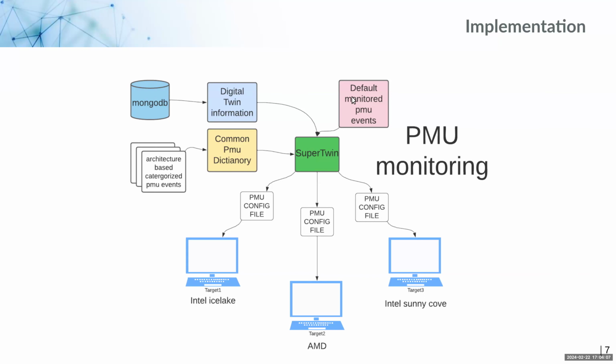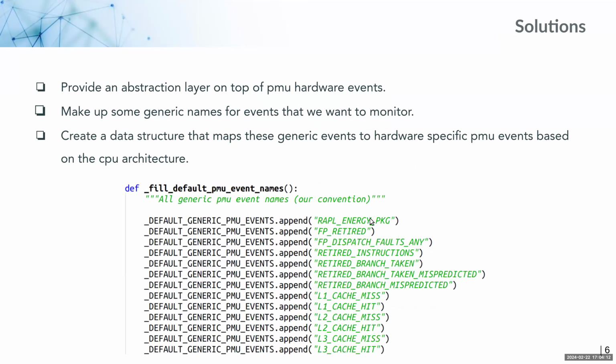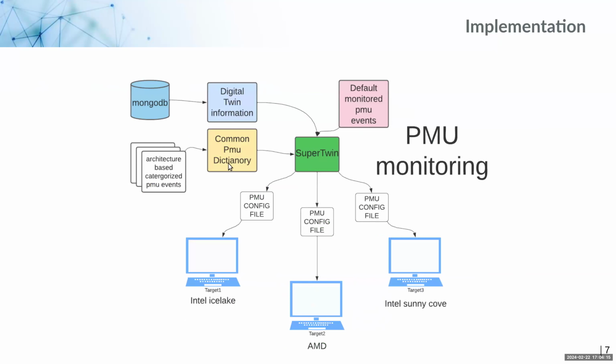And then by using our default monitored events, which are these made-up events, we map those to actual hardware events and create a dictionary here. This SuperTwin uses this dictionary to configure target systems to get the default events that we want. In the meantime, it creates a configuration file based on the target system. The contents of these configuration files are highly different, but at the end of the day, they all give us the same measurement.